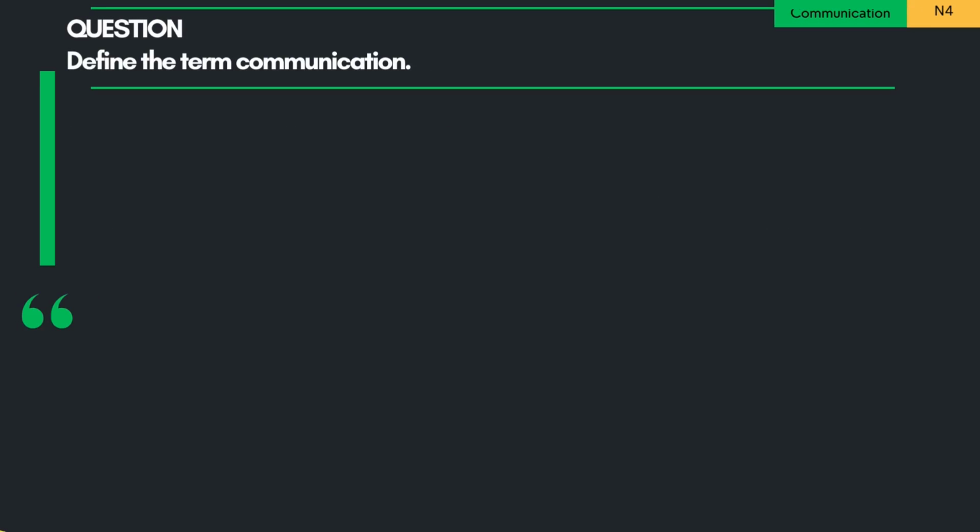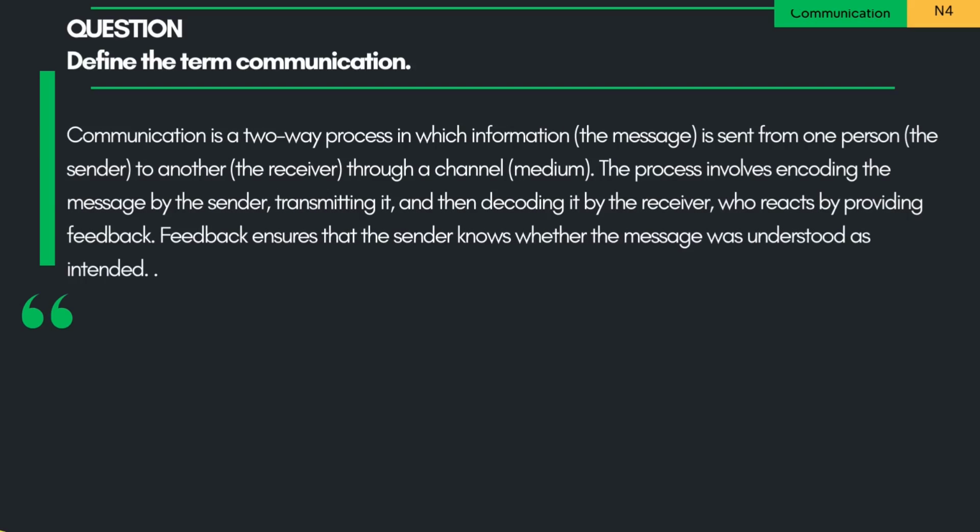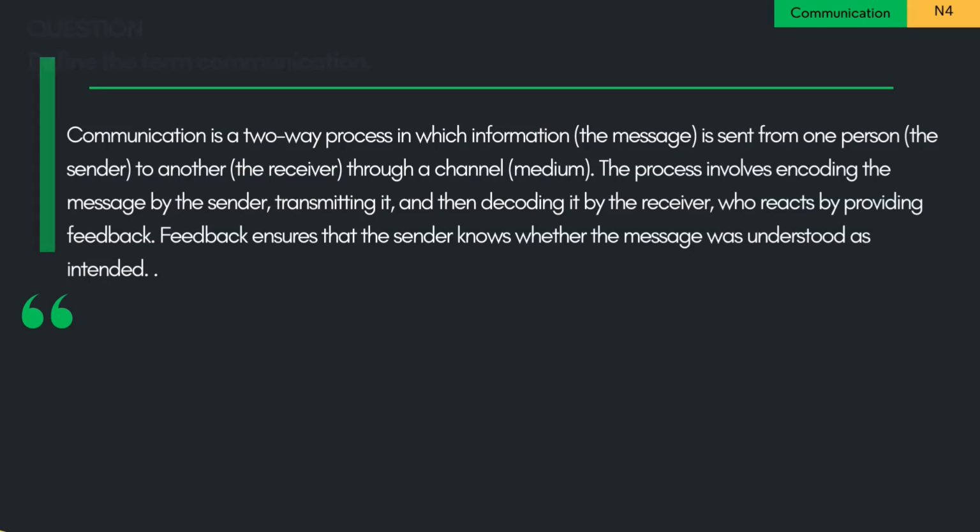Question. Define the term communication. Communication is a two-way process in which information, the message, is sent from one person, the sender, to another, the receiver, through a channel or medium. The process involves encoding the message by the sender, transmitting it, and then decoding it by the receiver, who reacts by providing feedback. Feedback ensures that the sender knows whether the message was understood as intended.